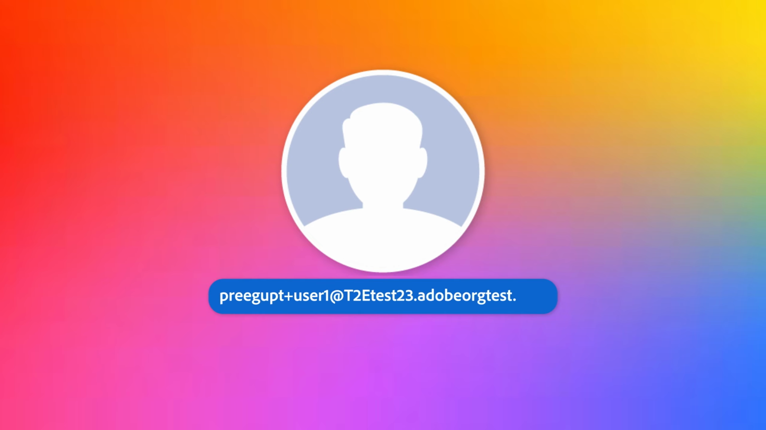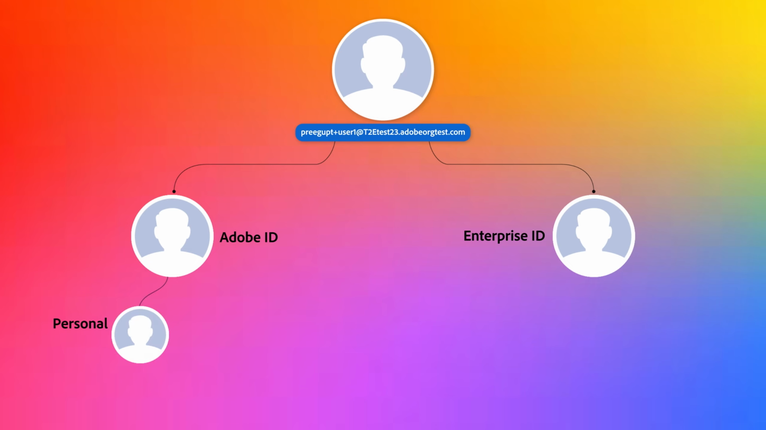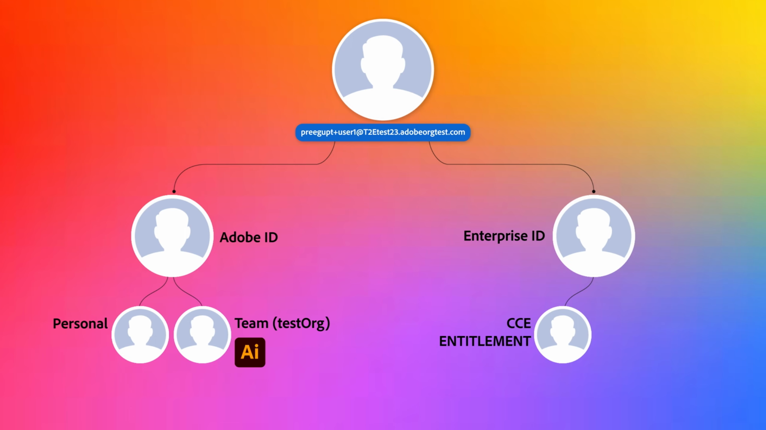For illustrative purposes, consider the following example, which depicts a more complicated user login experience. In our example, the user has both an Adobe ID and an enterprise ID under the same email address. First, the user has an Adobe ID or personal entitlement, and this user has also been invited to a team which has given them a team entitlement. Second, the user has an enterprise ID, which has a CCE entitlement, and here the user has also been invited to a team which has given them a team entitlement. So, the user has two login accounts, and each login account has two different entitlement profiles.